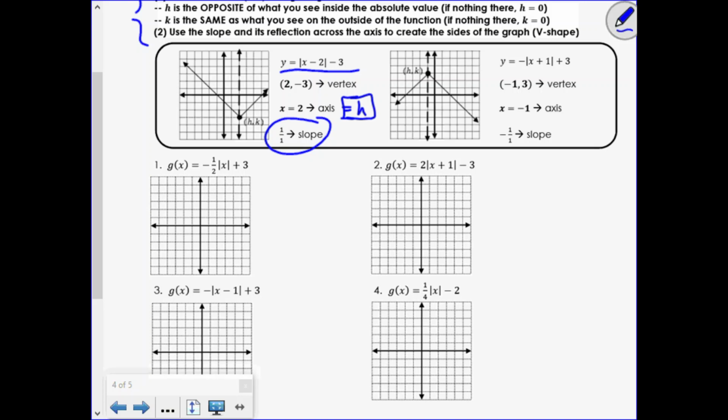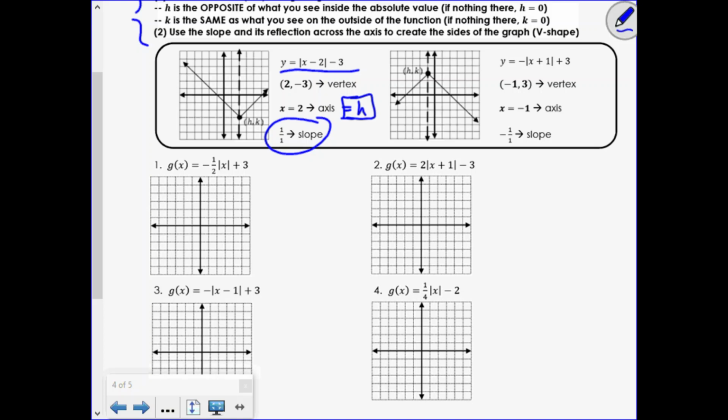Why is the slope 1 over 1? Okay. Where do we look for the slope again? Look at the very top of the page. Slope is what? a. And a is usually right here in front of the absolute value. Remember, when you don't see something and it's a coefficient, it's a 1. Okay? So that's why the slope is 1 over 1.